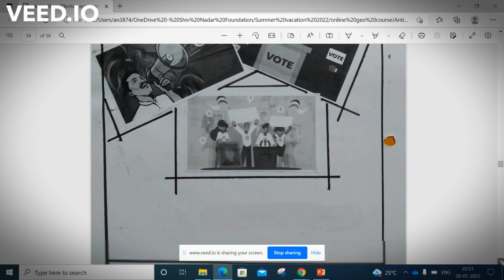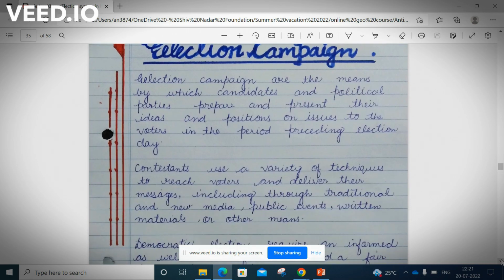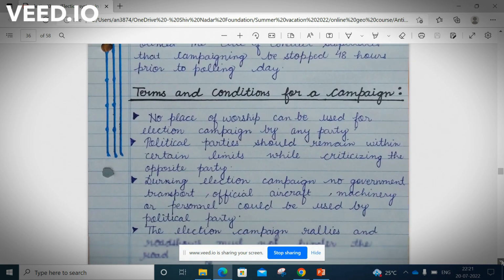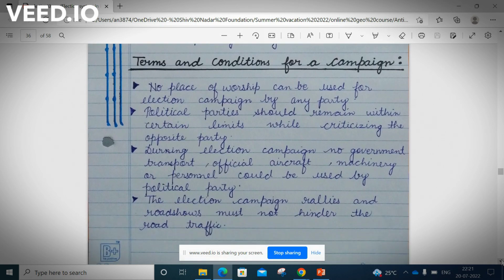Now comes campaigning. Election campaigns are the means by which candidates and political parties prepare and present their ideas and political position on issues to the voters in the period preceding election day. So, let me tell you about the terms and conditions of the campaigns. No place of worship can be used for the election campaign by any party. Political parties should remain within certain limits while criticizing the opposite party.